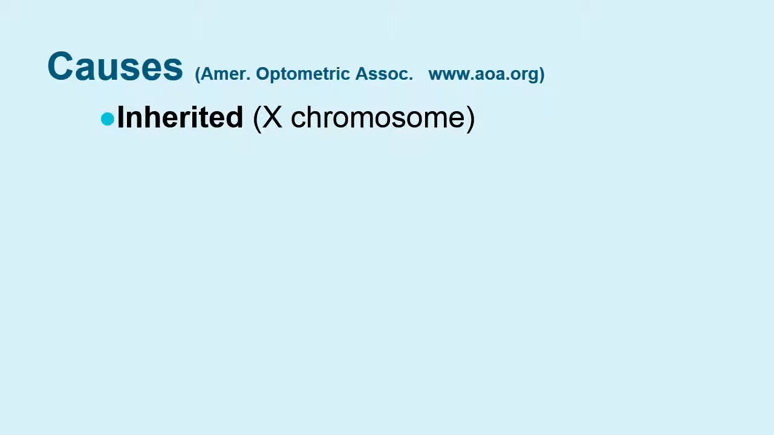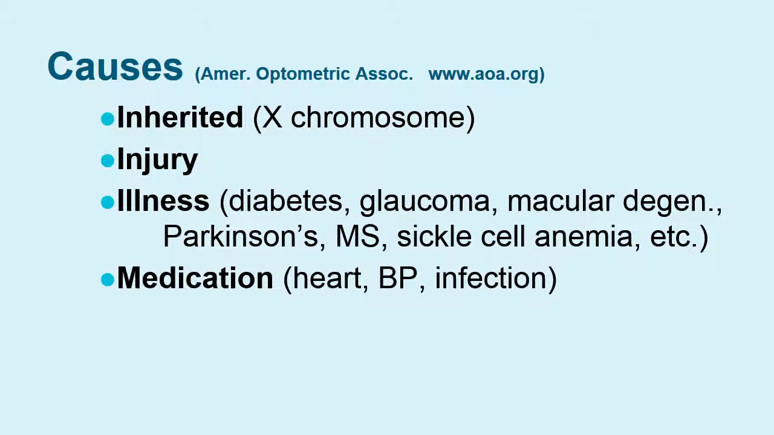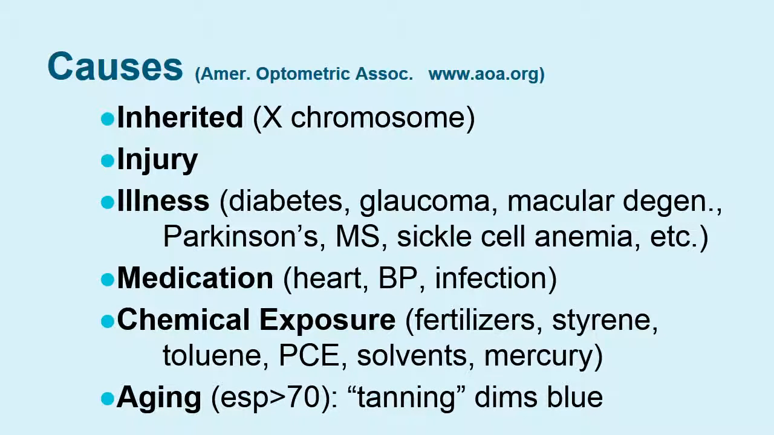Now, there are many causes of color blindness. Inherited color blindness is the one we hear the most about and where there are hard numbers. However, injury and illness like glaucoma or MS or macular degeneration, medications, chemical exposure to things like styrene, all these things can cause color blindness. And also, as people age, there's a tanning of the lens, yellowing of the lens, which filters the blue. So that's also a problem, and thank goodness we have some recent research where I can put some numbers to that.